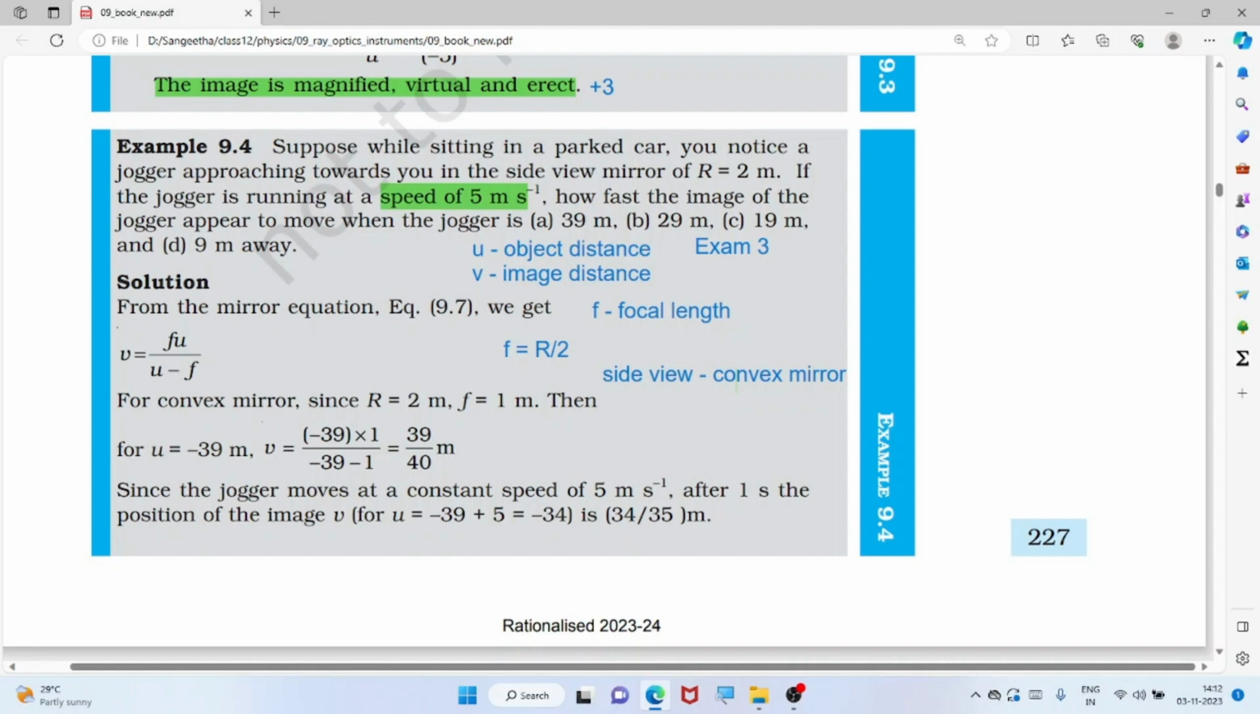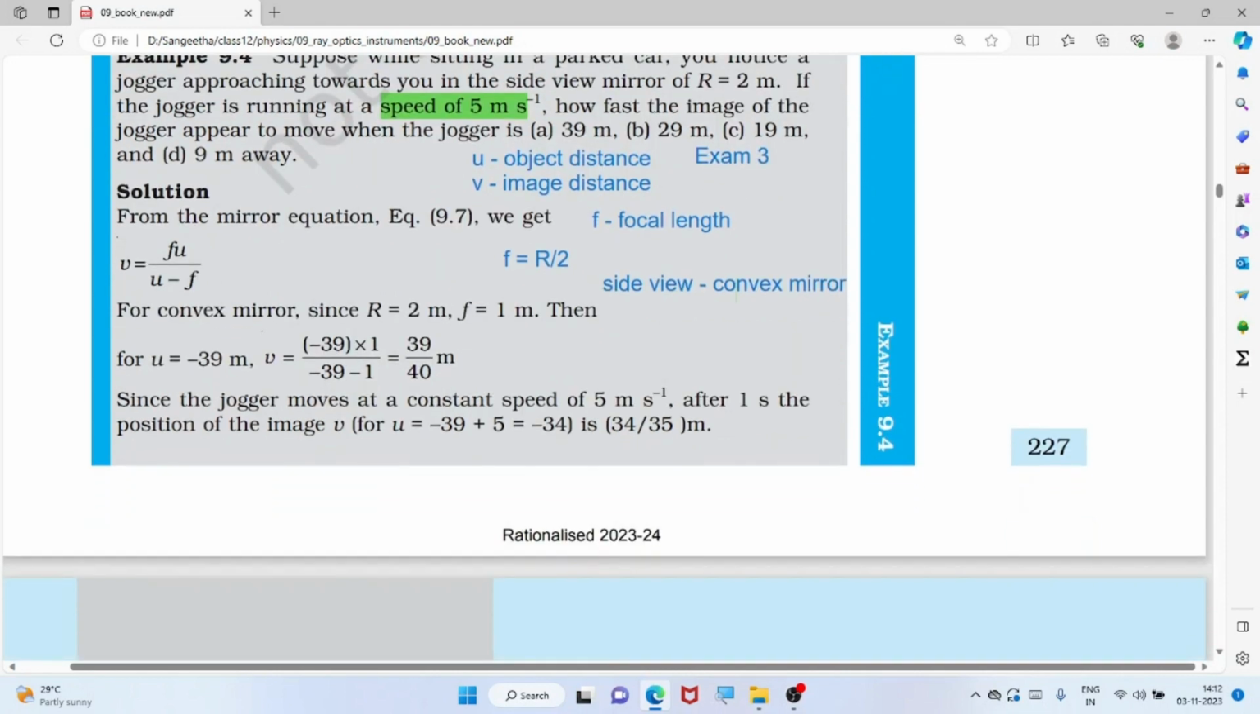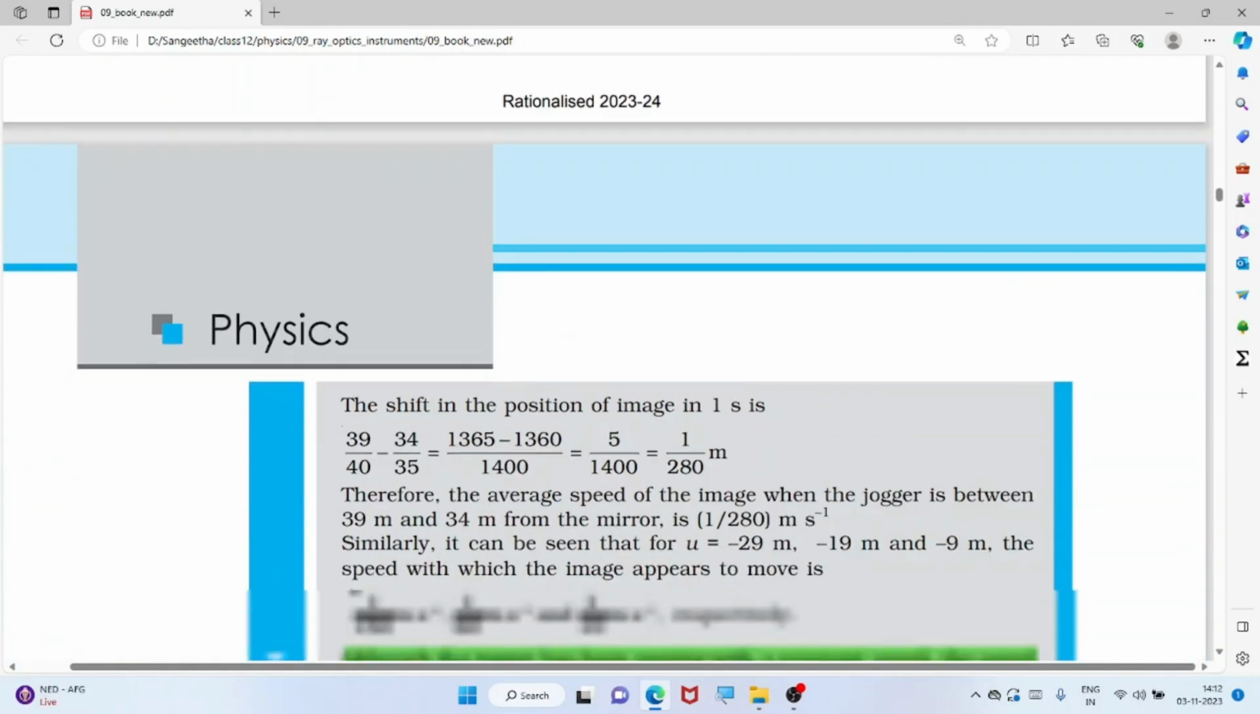Suppose while sitting in a parked car, you notice a jogger approaching you. In the side view mirror, R is given. The jogger is running at 5 meters per second. How fast does the image of the jogger appear to move? The jogger is at this distance. We compute the image at various object distances. So the object is here, the image will be at this distance, and similarly for the other positions.